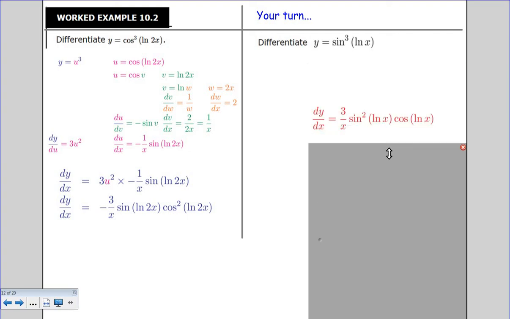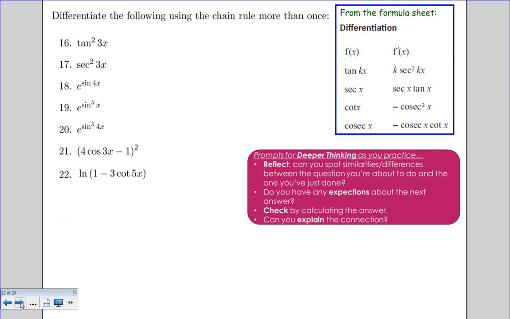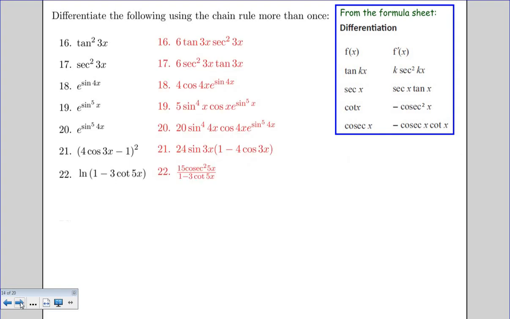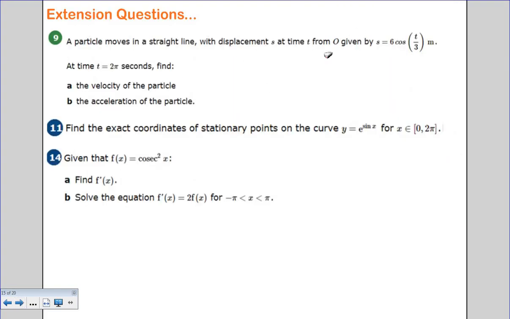Okay, here is the answer. You just have to be super systematic so you don't lose track of anything. Okay, here's a lot of practice questions for you. Good luck with those. Here are the solutions. And here are some problem questions.